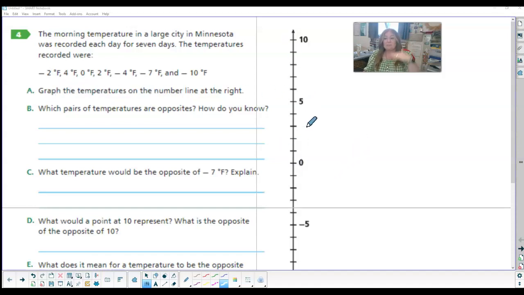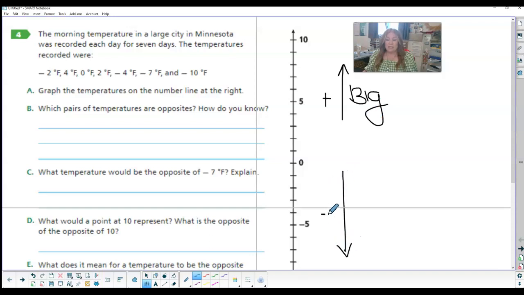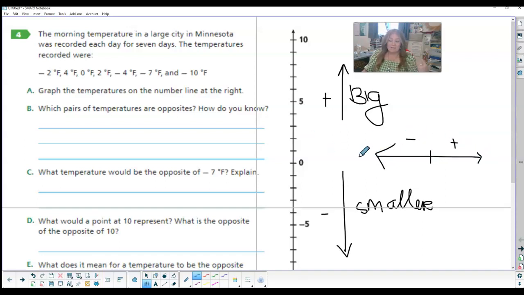I notice that this number line is going up and down, and when a number line goes up and down, the up is always going to be our bigger positive numbers, right? So as we go up, it is going to be getting bigger. And as we go down, we're going to get into our negative numbers below 0, and it's going to get smaller. If it went across left and right, it would just be positive to the right, negative to the left, bigger, smaller. So they always go this way. So we're going to graph these on here.